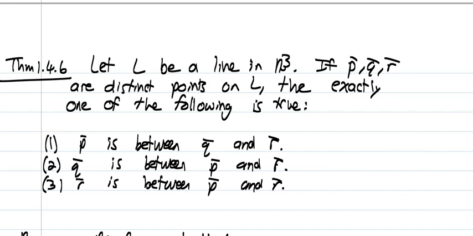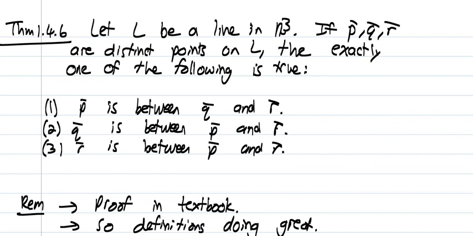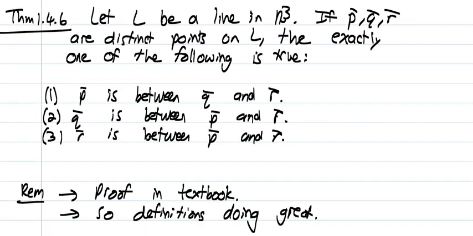If we look at a straight line given any 3 points, one point is always between the other 2 points, all right? But because of the way we define straight lines, because of the way we define betweenness, this is true. The proof is in the textbook, and this theorem demonstrates that our definitions are doing great because it agrees with our human intuition.